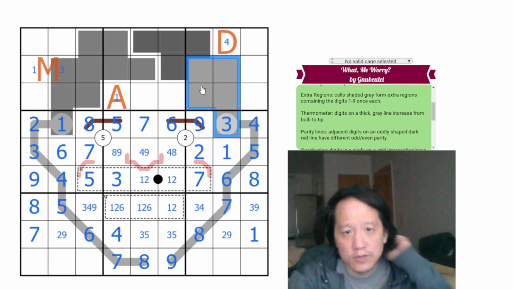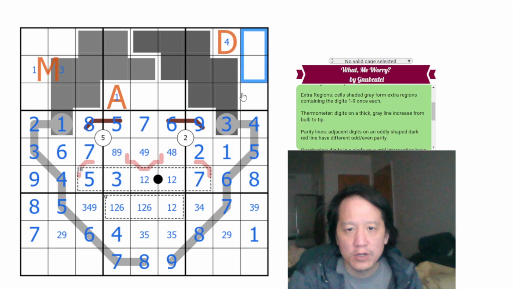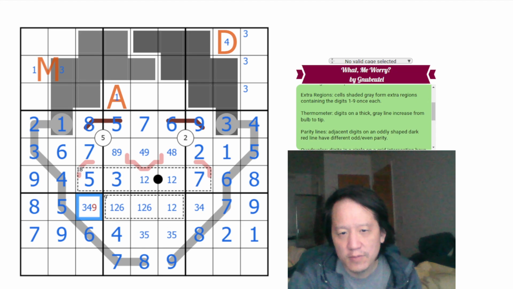This is a 3, which means there can't be a 3 here or here. So the 3 has to be here, which means this can't be 3. So this is 9, which makes that 2, which makes that 9. This is not a 9. So this is 3.